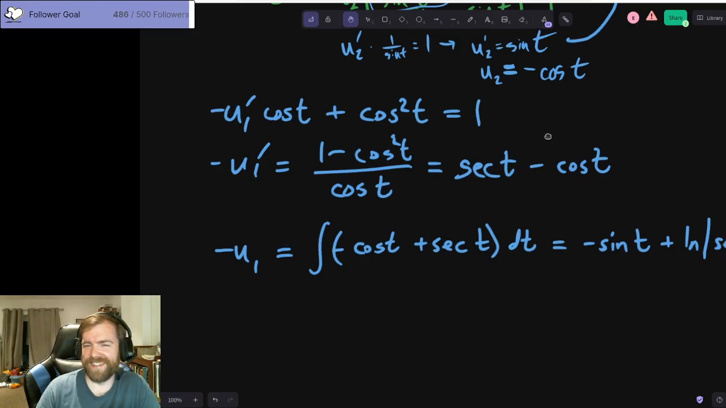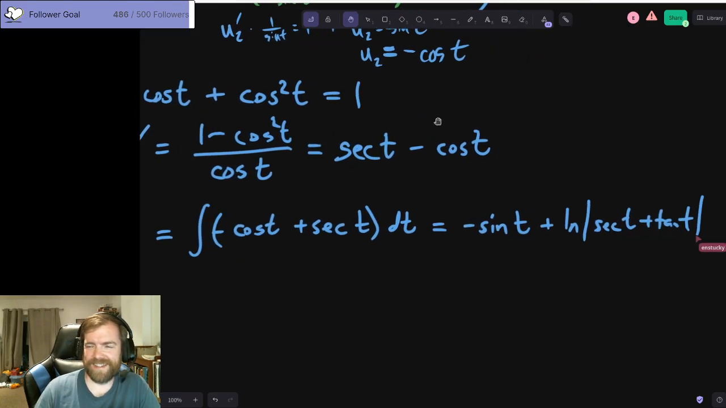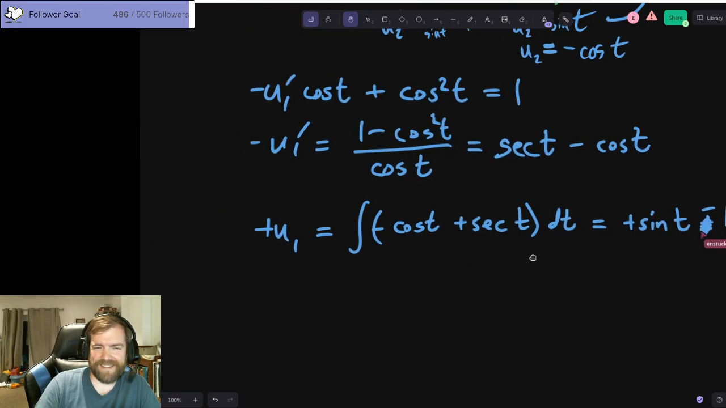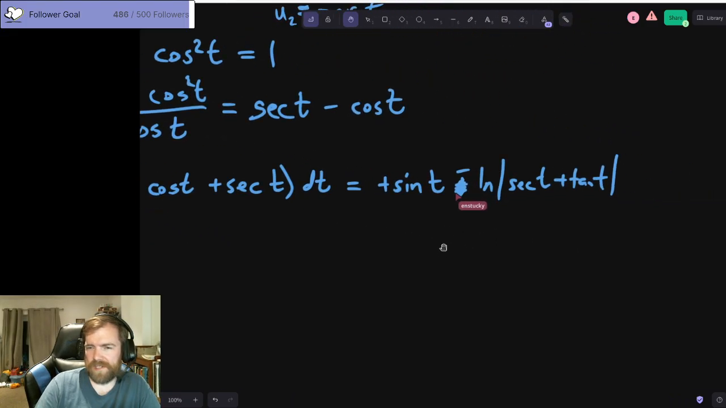Okay, and so then, all you Calc 1 students need to know it, but... Right, so if we switch all the signs there, that's going to get us that stuff. Yep, plus sine t minus natural log of that stuff. Yep.